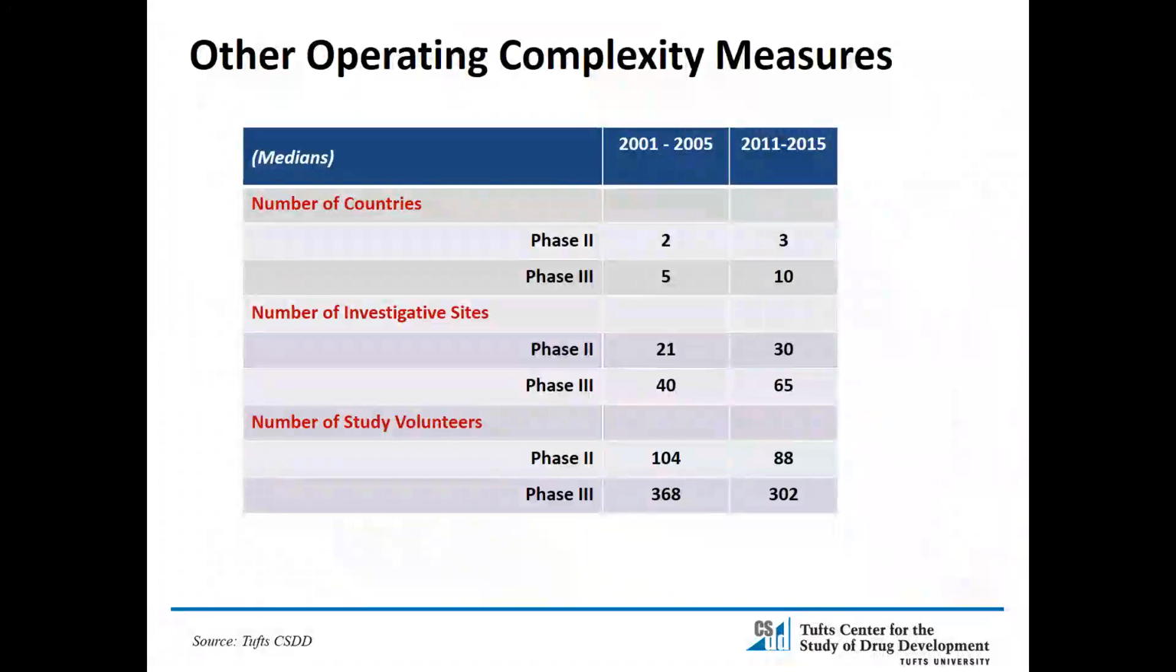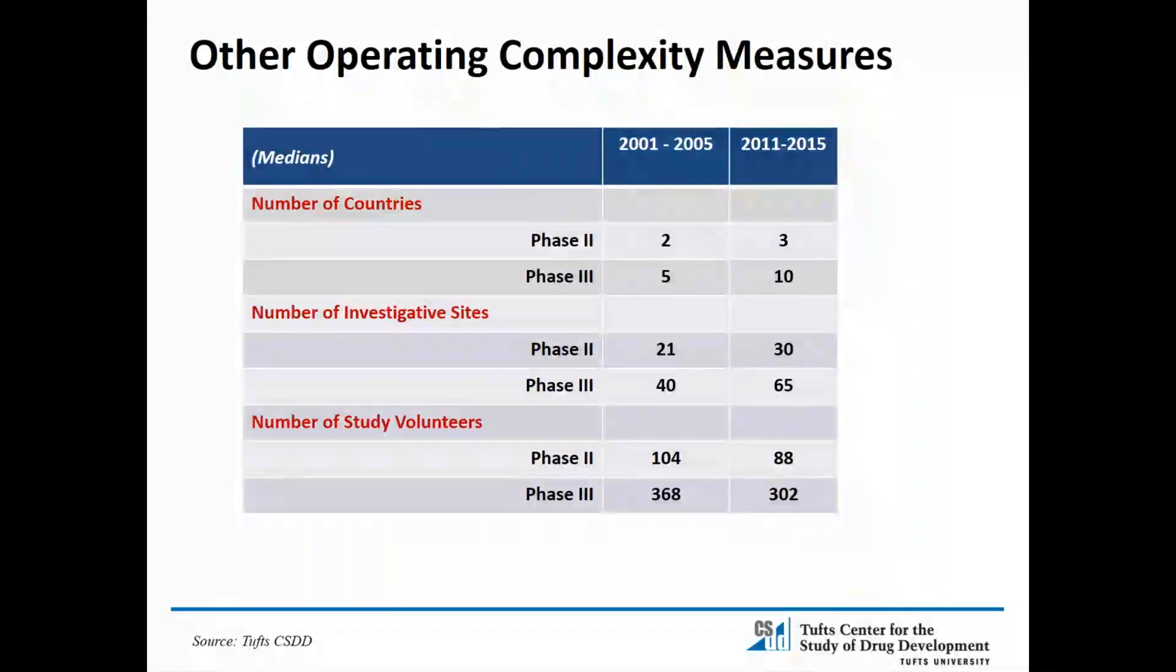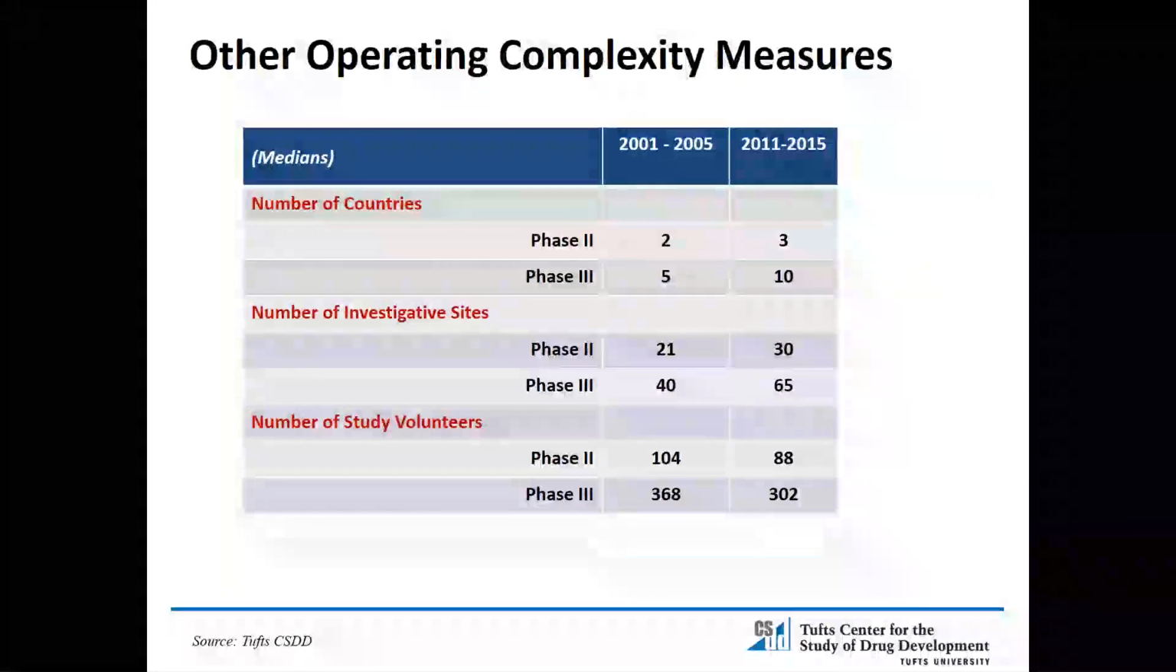Here are some other operating measures that now look beyond even just the science, broken out by phase: the work effort units, as well as the cost per procedure. We can look at some of the logistical and operating complexity measures, like the number of countries and the number of investigative sites. These have all increased, with the exception of the number of study volunteers, which has actually declined on average per protocol, and I'll touch on that in just a moment. The operating complexity is very, very strong and pronounced.